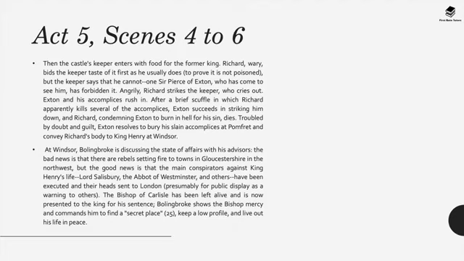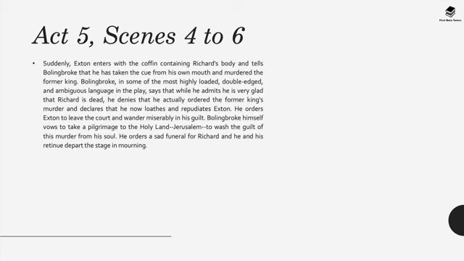Bolingbroke shows the bishop mercy and commands him to find a secret place, keep a low profile, and live out his life in peace. Suddenly, Exton enters with the coffin containing Richard's body and tells Bolingbroke that he has taken the cue from his own mouth and murdered the former king.